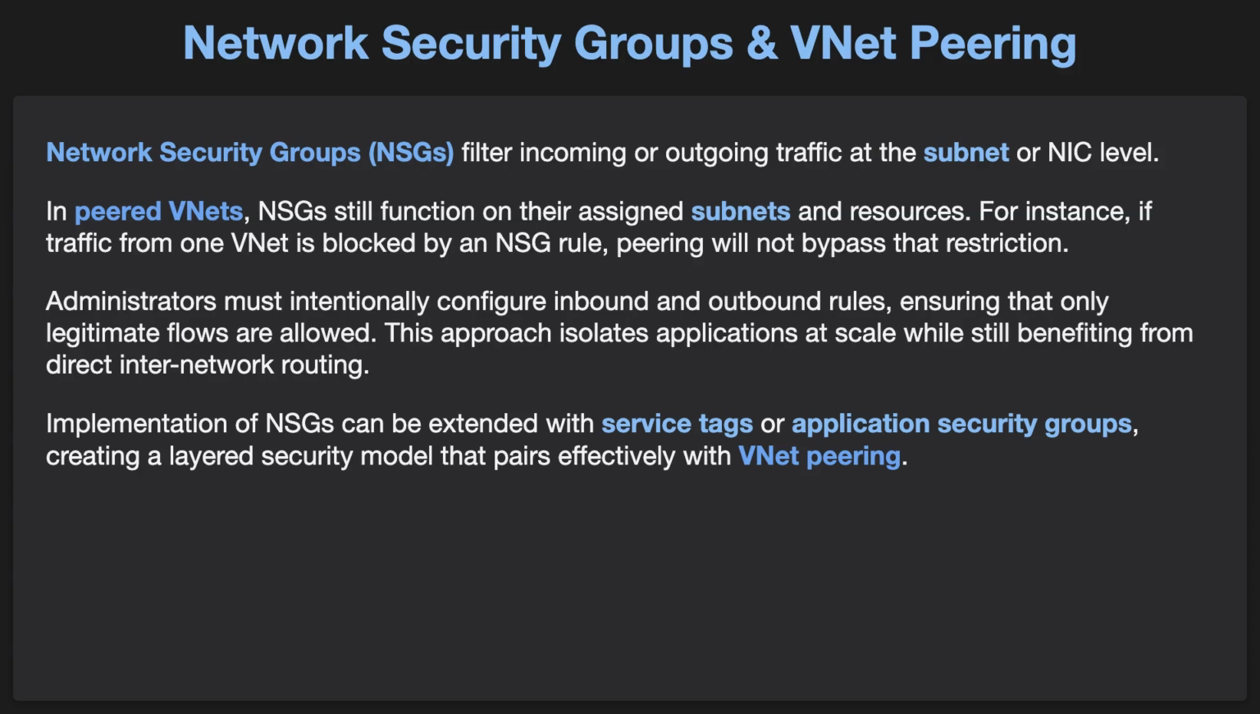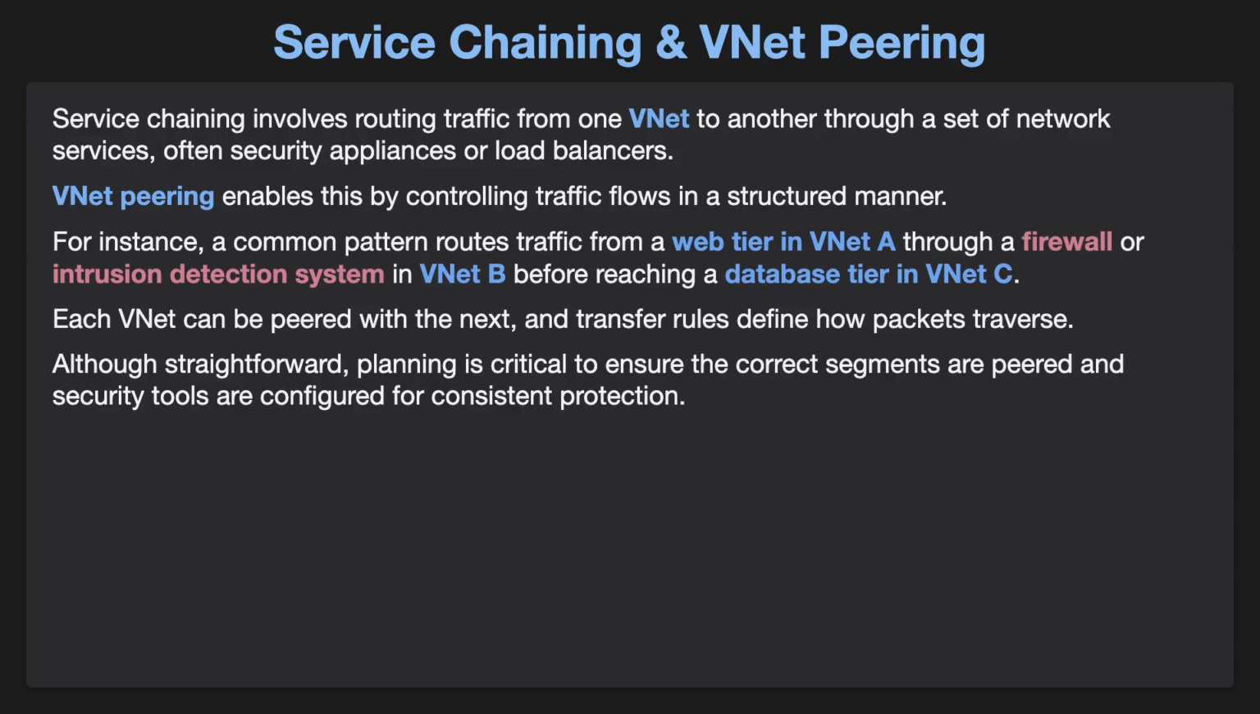Implementation of NSGs can be extended with service tags or application security groups, creating a layered security model that pairs effectively with VNet peering. Service chaining involves routing traffic from one VNet to another through a set of network services, often security appliances or load balancers. VNet peering enables this by controlling traffic flows in a structured manner.